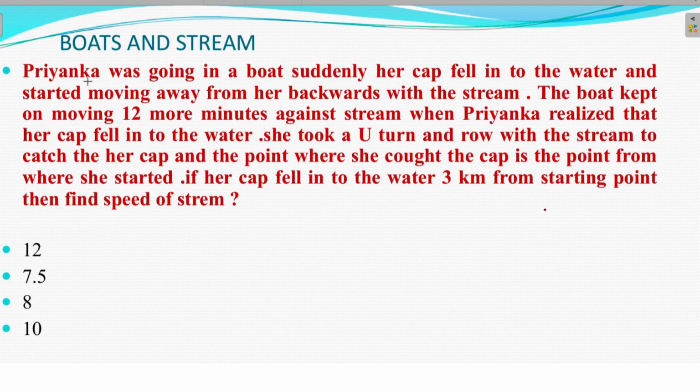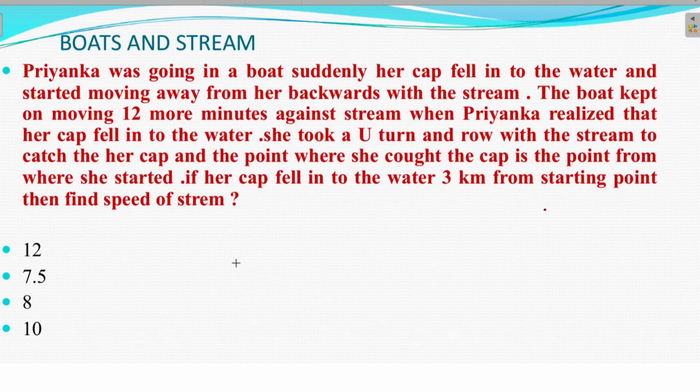Priyanka was going in a boat. Suddenly, her cap fell into the water and started moving away from her backward with the stream. The boat kept on moving 12 more minutes against the stream. When Priyanka realized that her cap fell into the water, she took a U-turn and rowed with the stream to catch her cap. And the point where she caught the cap is the point from where she started. If her cap fell into the water 3 kilometers from the starting point, then find the speed of the stream.